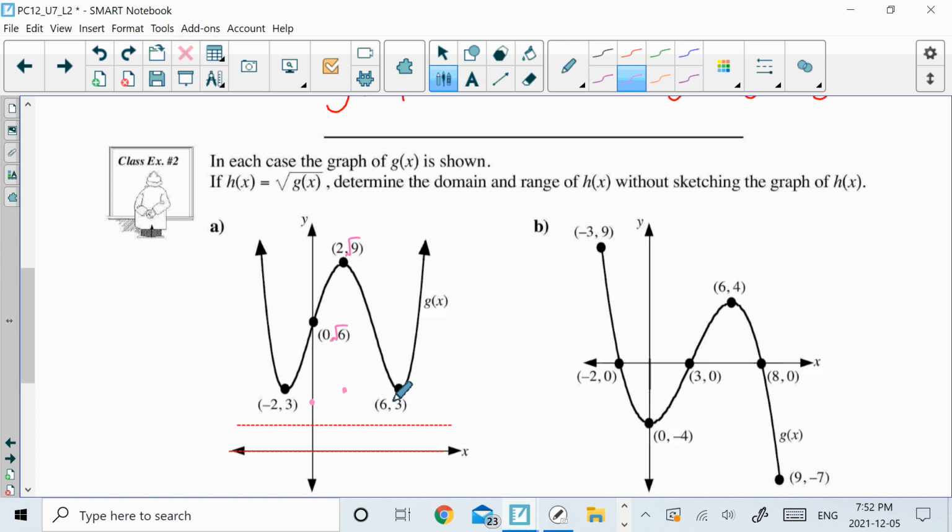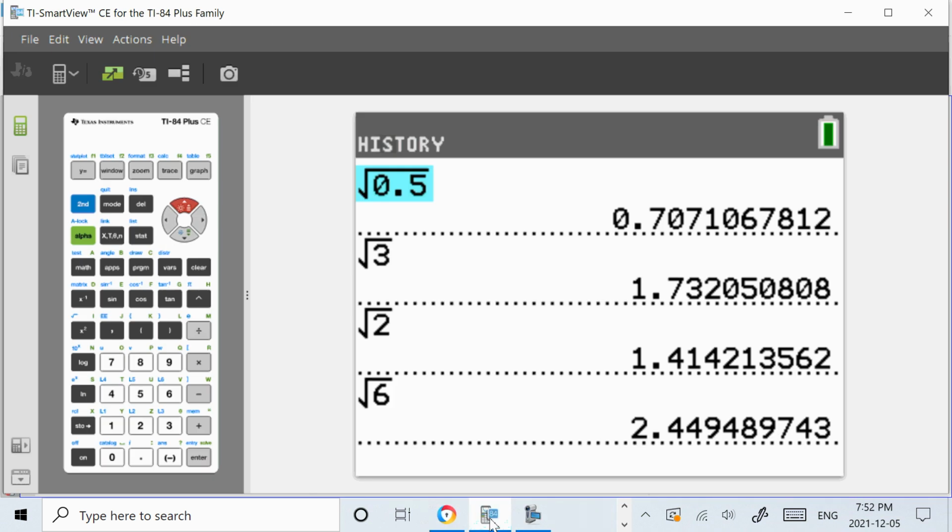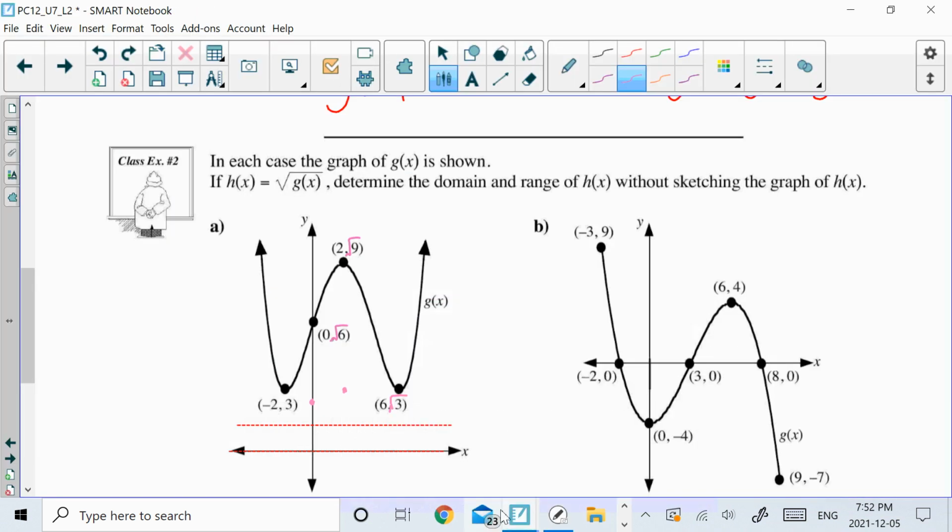This point, 6, 3, the square root of 3 is what? 1.7. So that was 2.4, that was 3. So it's going to be at 6 comma 1.7, which would be lower than that 2.4. So let's just say that's here.